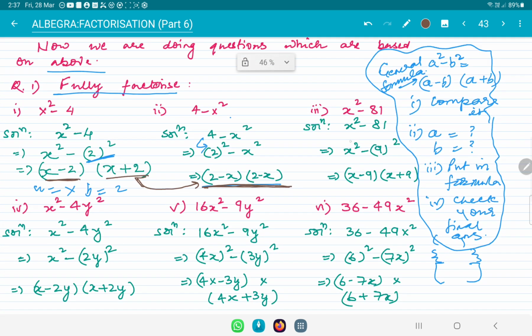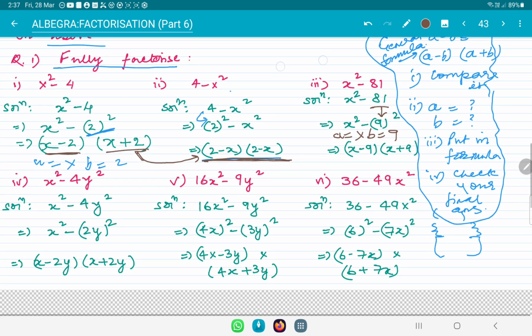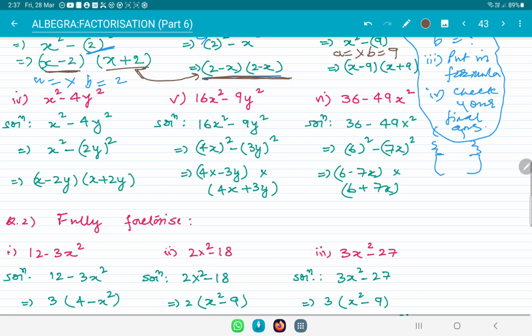Now we are seeing the third question, x square minus 81. So 81, as you know, can be represented in the form of 9 square. So here our a is x and b is 9. Clear? So the final answer will be x minus 9 into x plus 9.